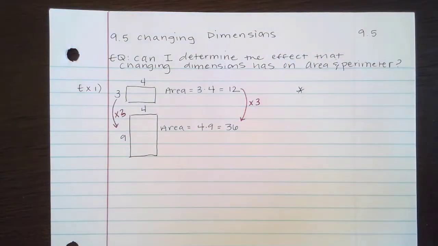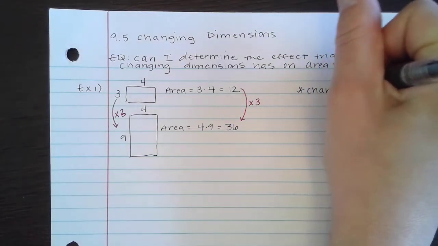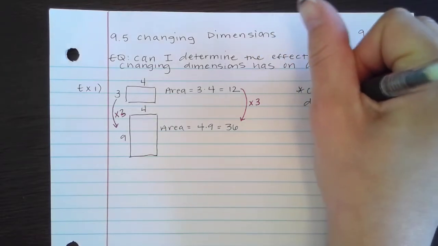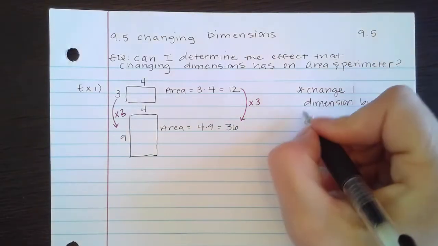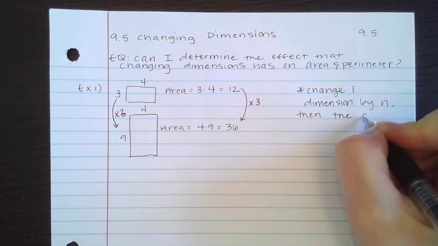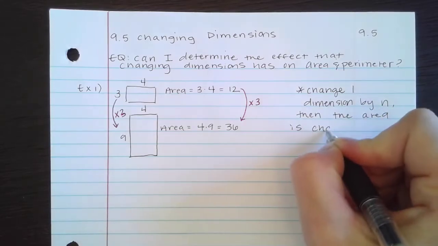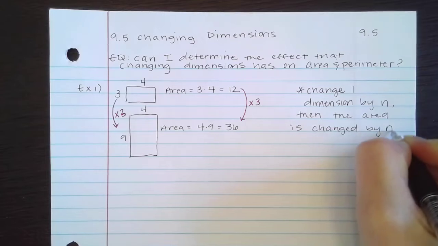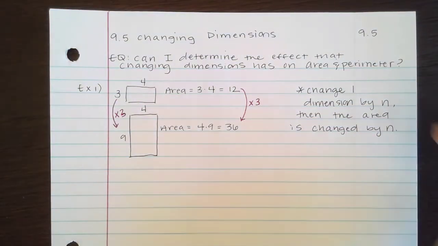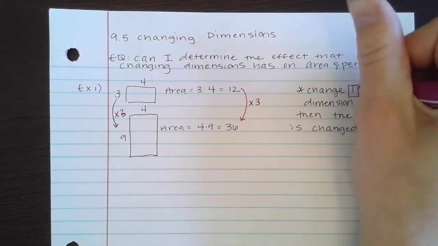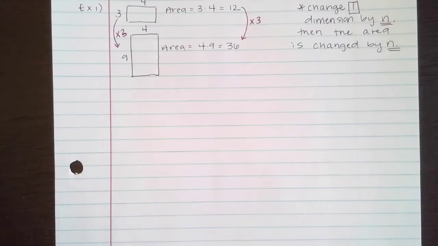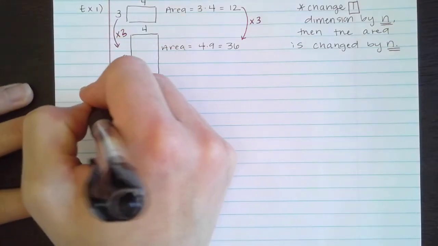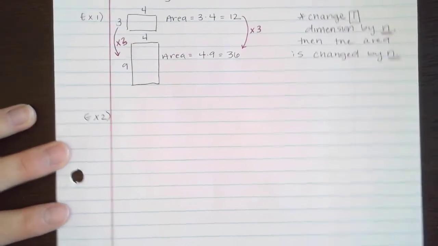So that's going to be our little takeaway number 1. If you change one dimension by, you could call it x, or I'll just call it n, then the area is changed by n. Or if it's being multiplied by n, then it's changed by n. So that happens when you change one dimension. If you only change the height, or you only change the width, or you only change one of the diagonals or something. We're going to see there are always exceptions to the rules, right? So we'll see some exceptions in a second. But for most of our shapes, that's true.